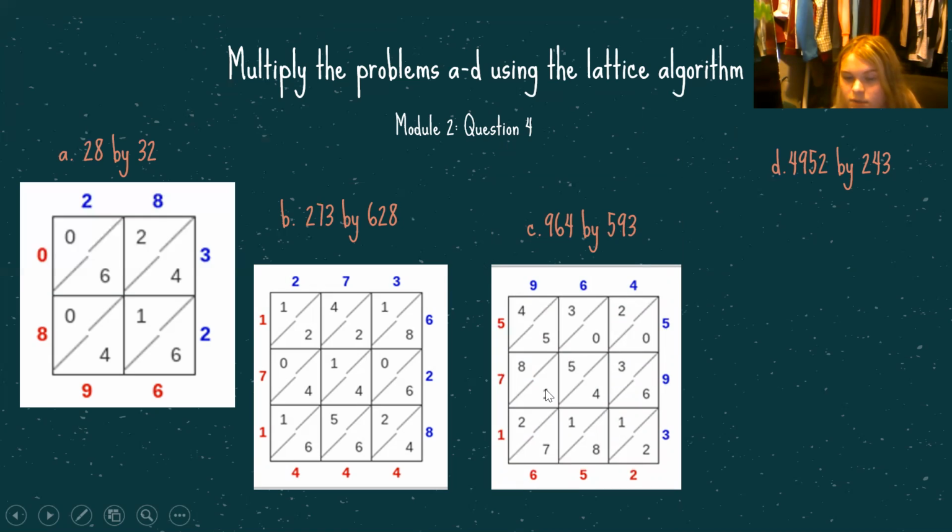9 times 9 equals 81. 6 times 9 is 54. 4 times 9 is 36. In our third row, 9 and 3 is 27, 6 and 3 is 18, and 4 and 3 is 12. So again, we're just going to do our addition, doing 2, adding this together to get 15, carrying our 1, that is going to equal 16, carry our 1, that is going to equal 11, carry our 1 again, and we are going to end up with 571,652.